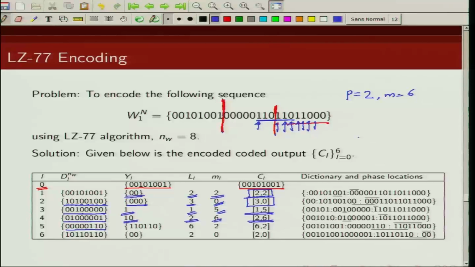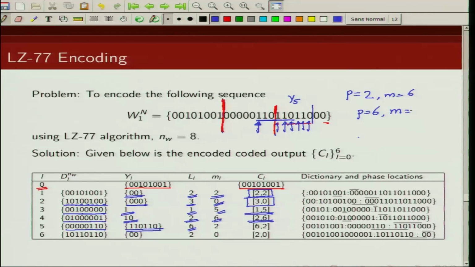What about this? 1 1 0 1 1 0 0 0. 1 1 0 1 1 0 0 0 is not there. So the maximum match that we are getting here is corresponding to this 1 1 0 1 1 0. So the new string y5 is basically 1 1 0 1 1 0, and that's this. And what is the length of this string? The length of this string is 6. That's this. And what is the p corresponding to the match? The match happens at this location, which is 1 2 3 4 5 6. So p equal to 6.